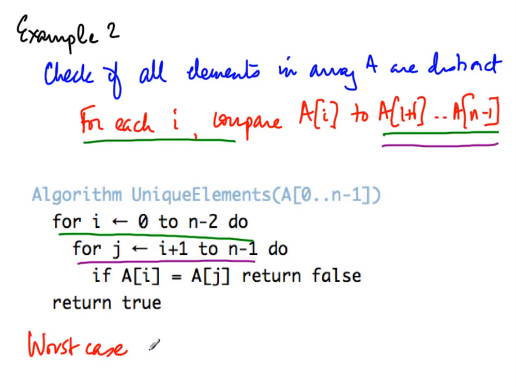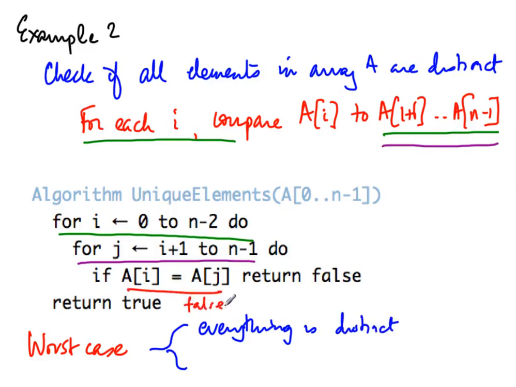Well, there are two situations. The first is the easier one to understand, which is that actually everything is distinct. So if everything is distinct, it means that this check is always false. So A[i] equal to A[j] always fails, and so at every step you will fail this check, so you'll go to the next one and you'll cycle through all possible values of i and j.